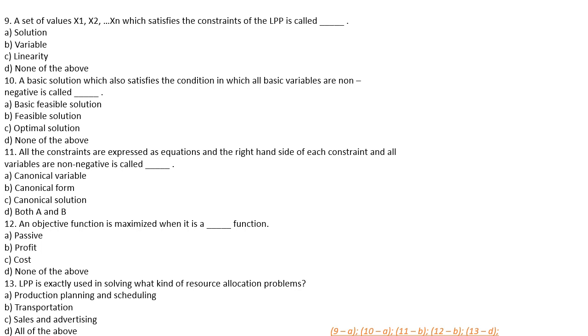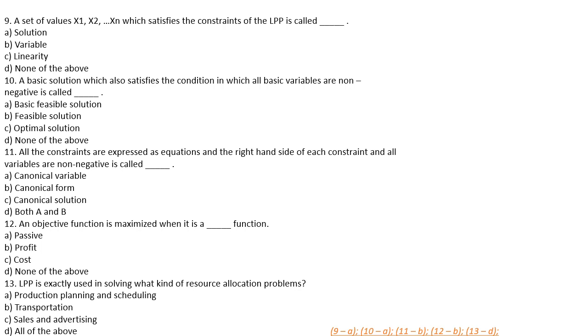All the constraints are expressed as equations and the right hand side of each constraint and all variables are non-negative is called a canonical variable, canonical form, a canonical solution, both A and B. Correct answer is option B, canonical form. 12. An objective function is maximum when it is a dash function: passive, profit, cost, none of the above. The correct answer is option B, profit.